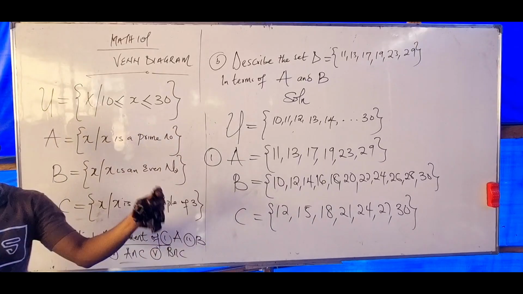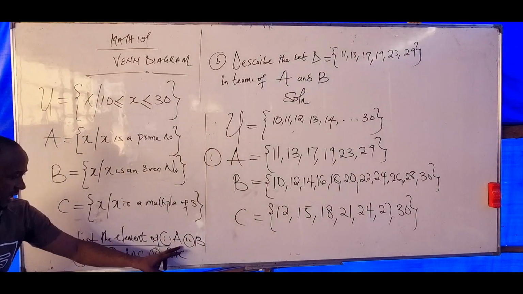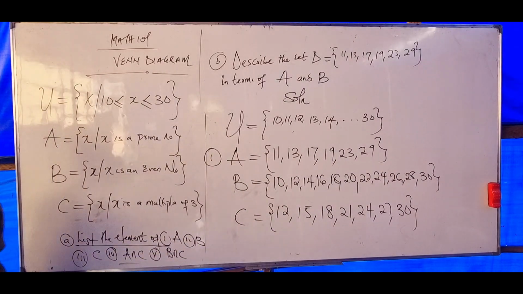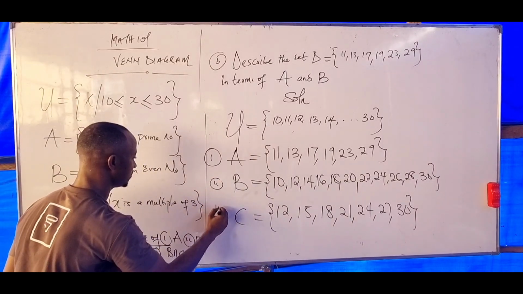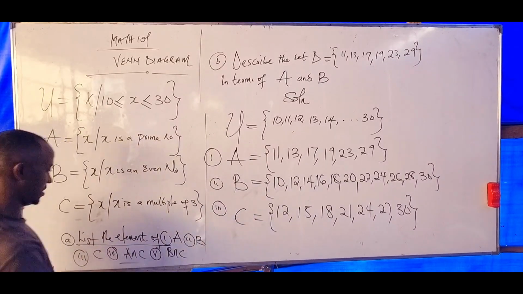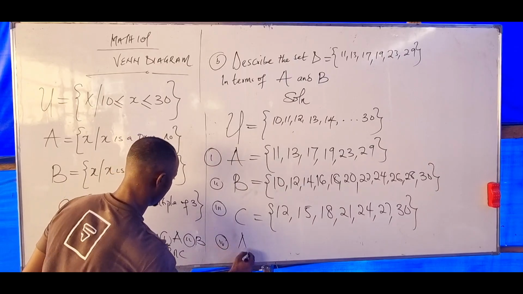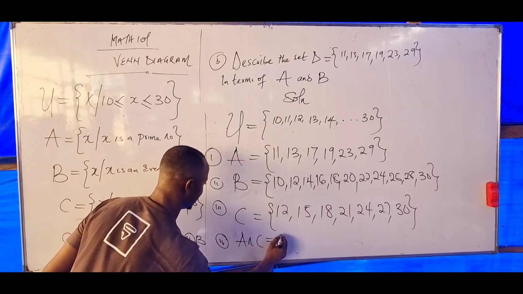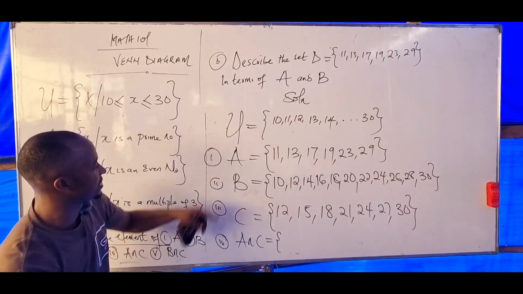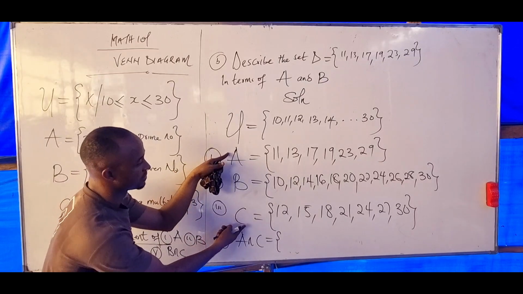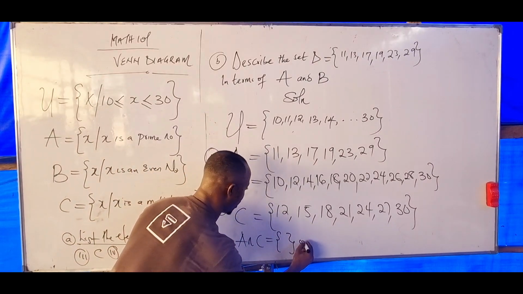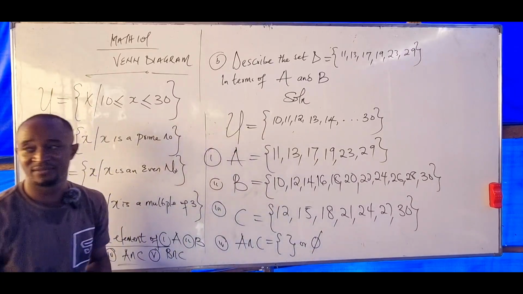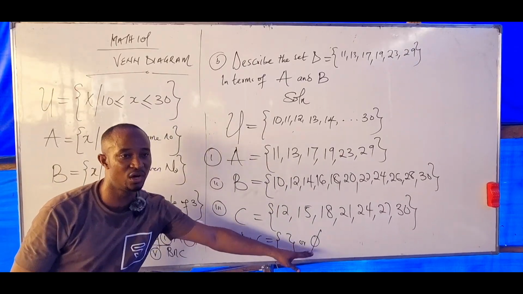You are trying. Clap yourself. We have done A, B, and C. Then the next one says find A intersection C. Between A and C, what is common? Nothing. So what do you have here? Either leave it empty this way or this. This is a null set, empty.